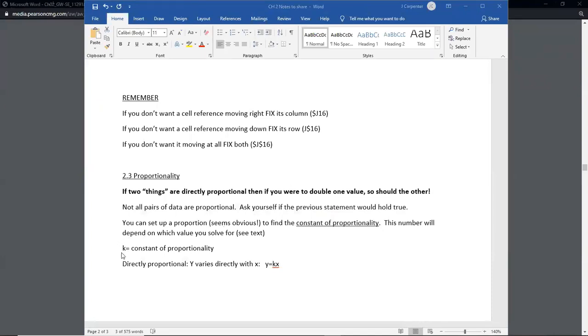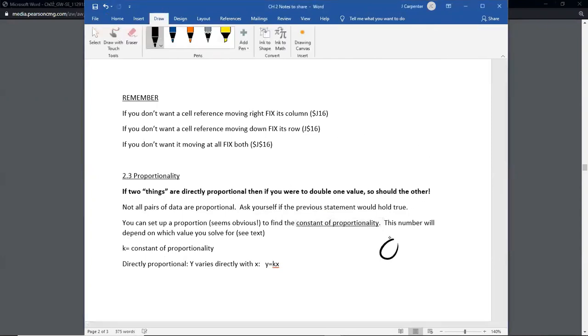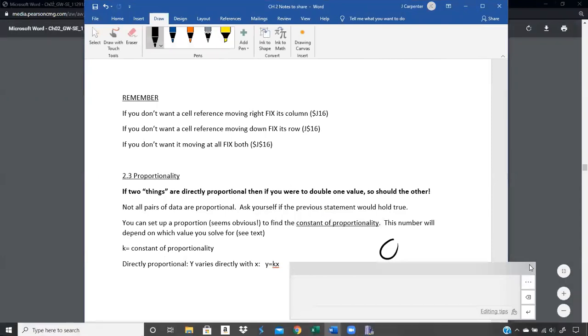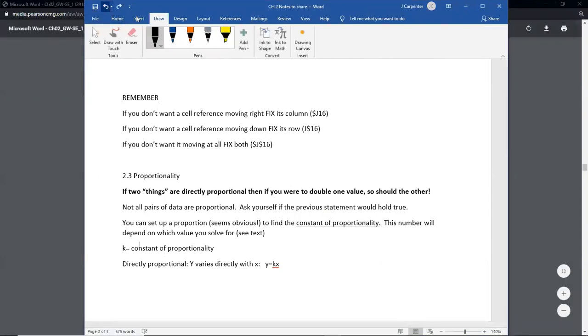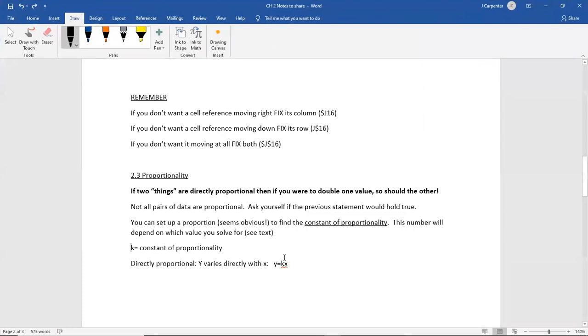So K is the first letter of the word constant, right? I know, it's just a hard K sound. But C just isn't our favorite variable to use because some people get a little squirrely with their C's and they start looking like O's almost. So I don't know why I don't have it maximized. There we go. So when we talk about the constant of proportionality, the thing that says, all right, for every one of this thing, there's that many of the other thing, that's what we call K.